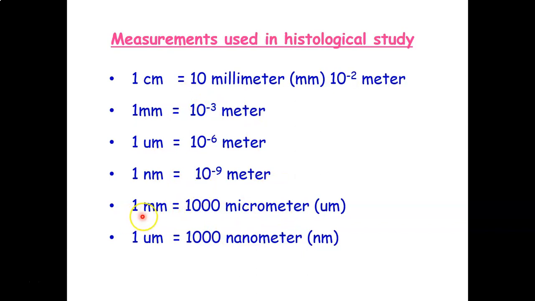If you ask about the relation between the millimeter and the micrometer, the millimeter equals 1000 micrometers, and 1 micrometer equals 1000 nanometers, and you can get many relations between different units. Don't forget that the most common unit used here is the micrometer, which equals 10 to the power of minus 6 of the meter.